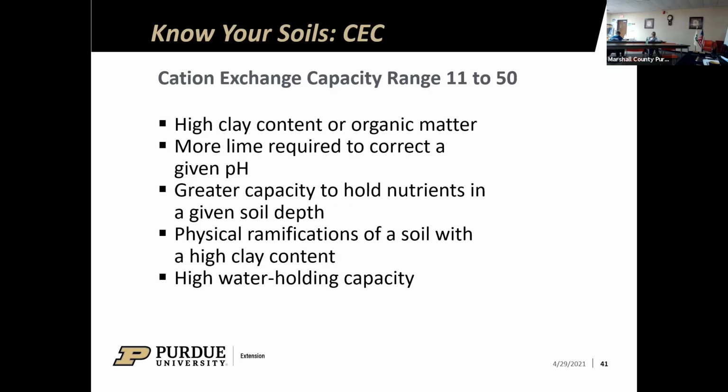In a range of 11 to 50, there is high clay content or organic matter, more lime is required to correct the soil pH, and there is greater capacity to hold on to nutrients. Physical ramifications of a soil with a high clay content: it will be a very tight soil and can be a challenge to manage because of that tightness. High water holding capacity, but if it's high in clay, it's not high water releasing capacity to the plants, which can be an issue.